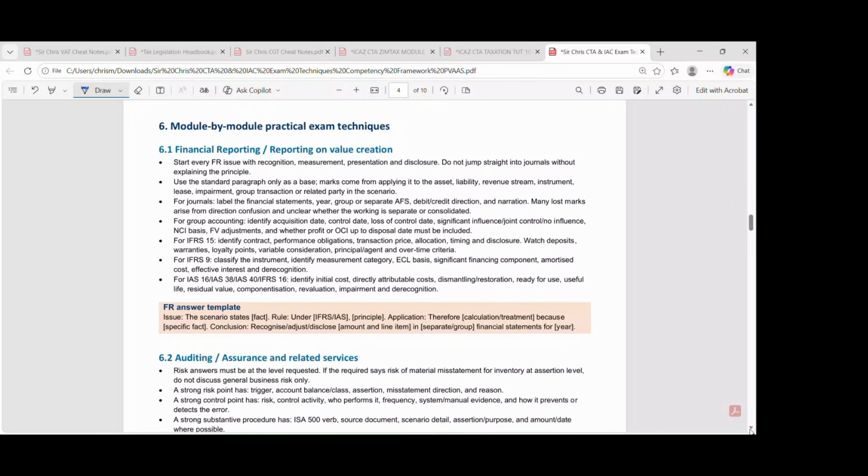Read only. Then for financial reporting, or reporting on value creation, start every issue with recognition, measurement, presentation, and disclosure. Please, whether it's in classification, in recognition, in initial measurement, or in subsequent measurement.